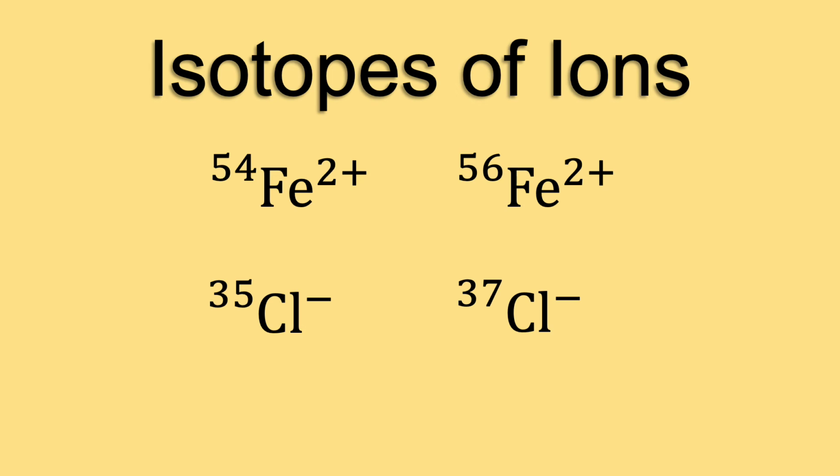Sometimes atoms can lose or gain electrons. We can report isotopes of ions the same way. Simply insert the net charge in the right superscript position. Here are some examples of the cation iron-54 and iron-56, 2+, and chloride-35 and chloride-37, 1-.